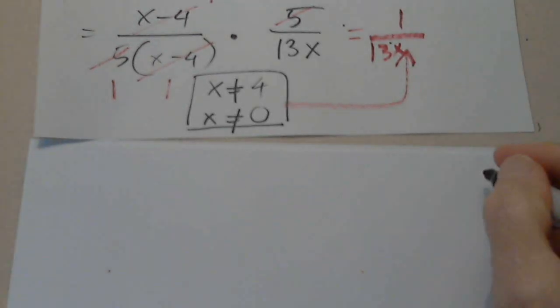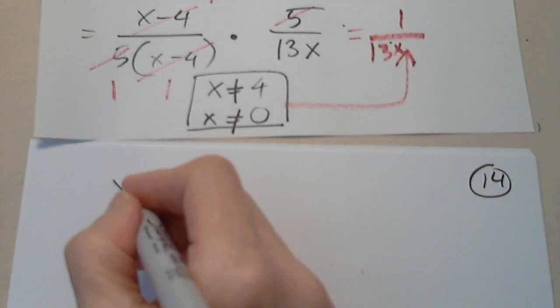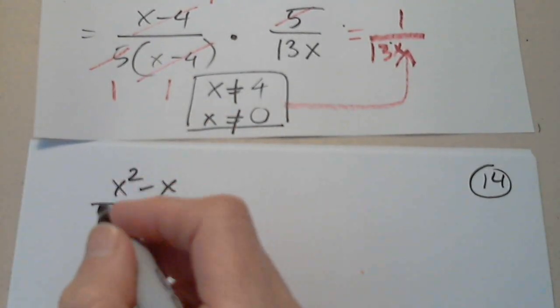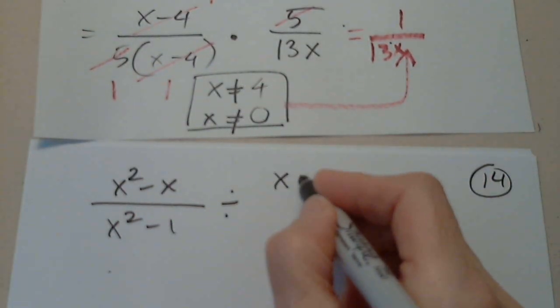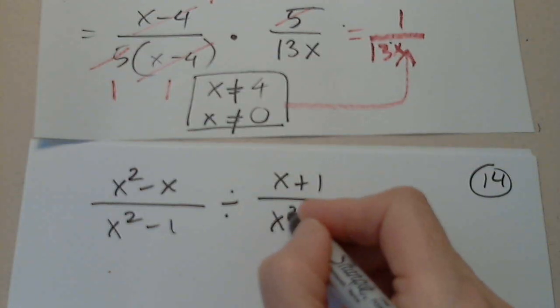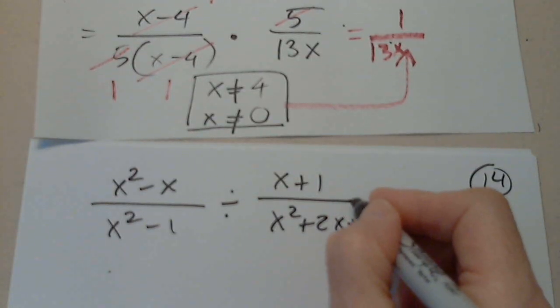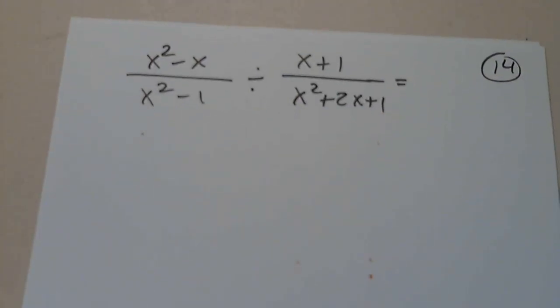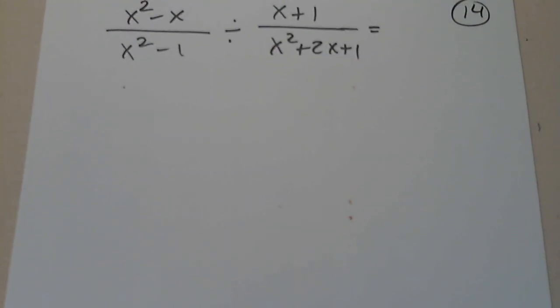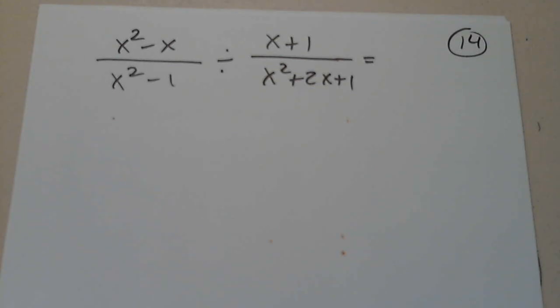Okay, so let's work on x squared minus x, everything divided by x squared minus 1 and further divided by x plus 1 over x squared plus 2x plus 1. So let's take it slowly. We cannot touch anything just yet. Everything has to be fully factored. Let's fully factor everything and then decide the next step.